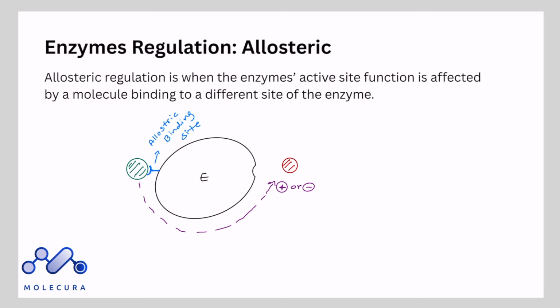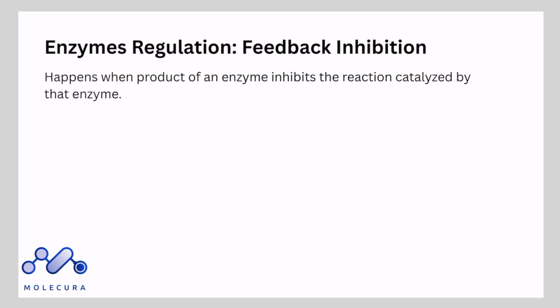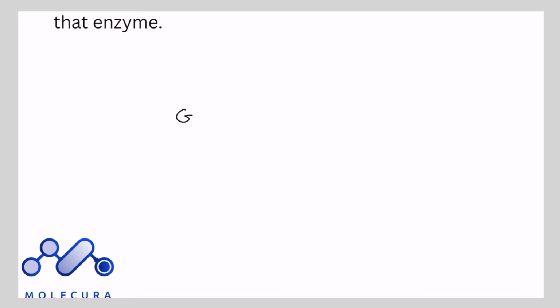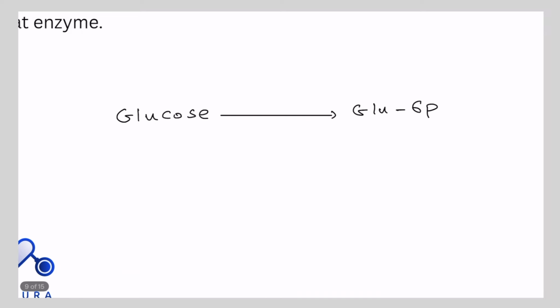Another type of enzyme regulation is going to be feedback inhibition. Feedback inhibition is going to be much more simple. It is when the product of an enzyme inhibits the reaction that's catalyzed by that enzyme. Let's take an example of glucose in the first step of glycolysis. Glucose gets converted into glucose 6-phosphate. And this happens through the action of an enzyme that we call hexokinase.